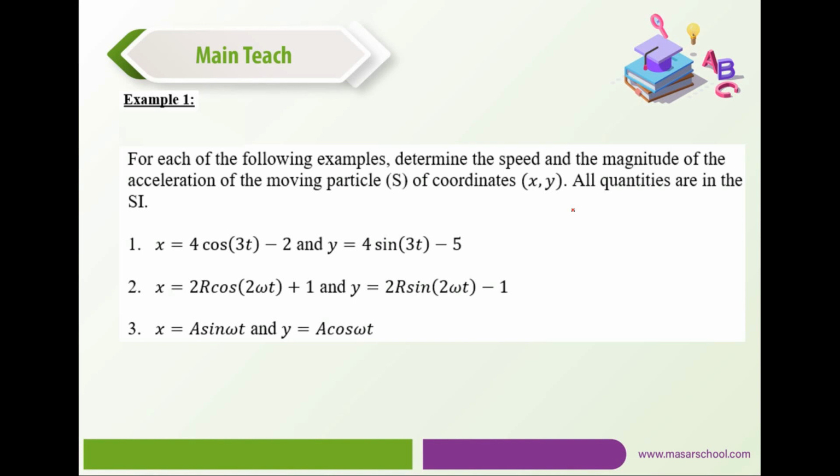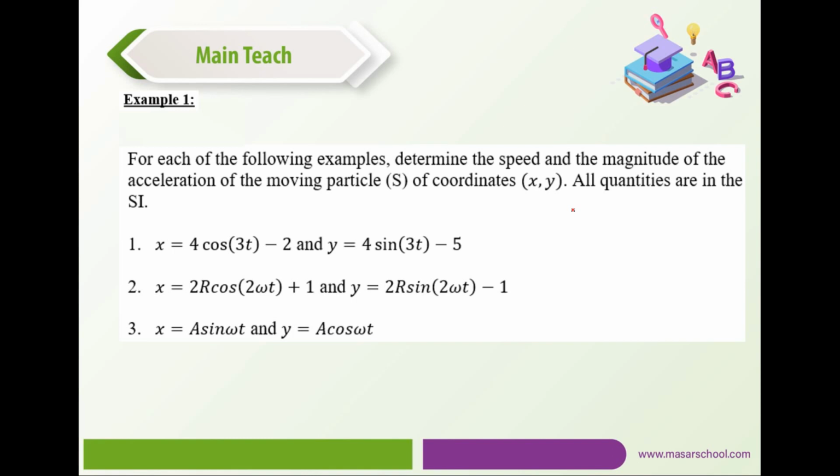Now example 1. For each of the following examples, determine the speed and the magnitude of the acceleration of the moving particle S of coordinates x, y. All quantities are in the SI. Then we need to determine the speed and the magnitude of the acceleration. Here the motion occurs in a two-dimensional plane.